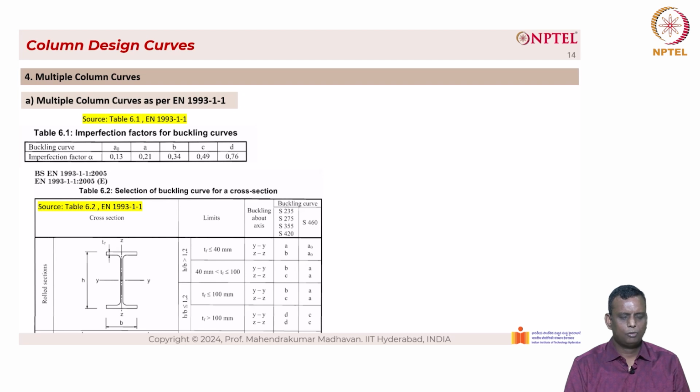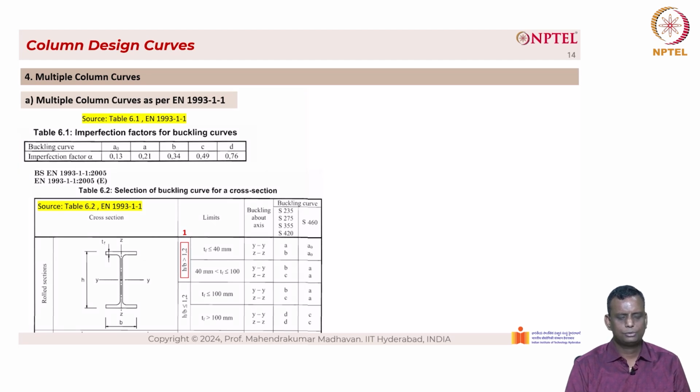There are 3 steps involved in this. The step 1 is basically to choose the H by B ratio. H by B ratio is the aspect ratio. H is the depth of the cross section and B is the width of the cross section. When H by B is greater than 1.2, then you follow the first 2 rows, and when H by B is less than 1.2, you follow rows 3 and 4.